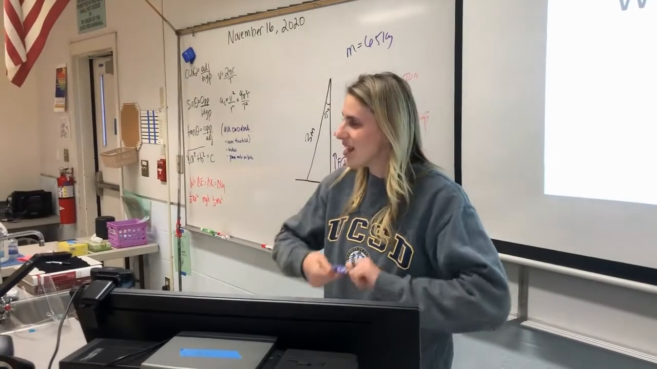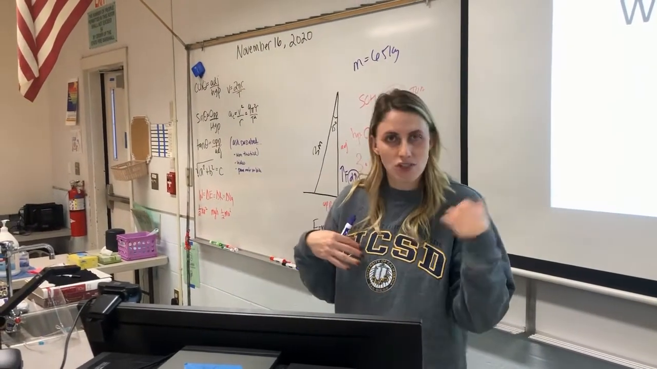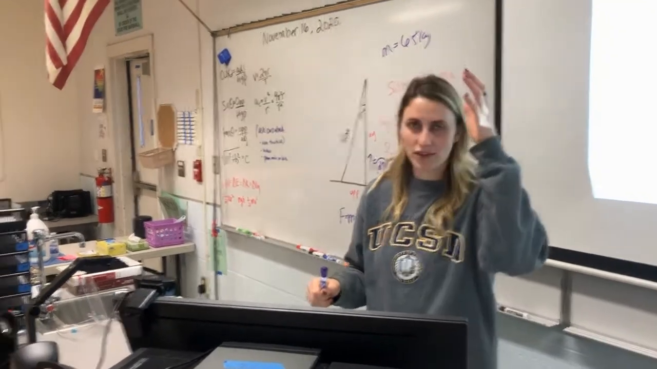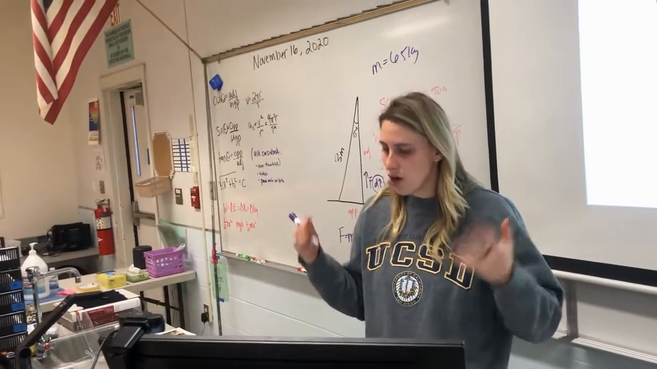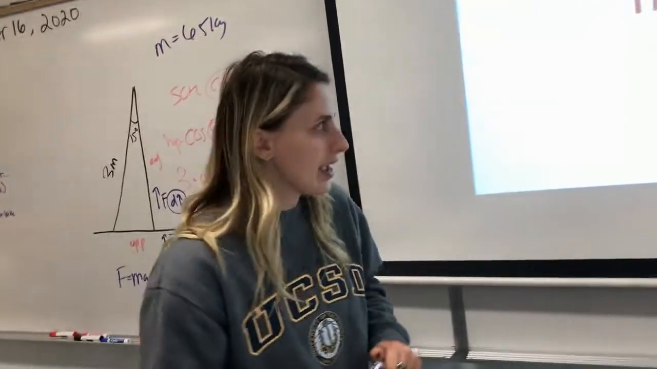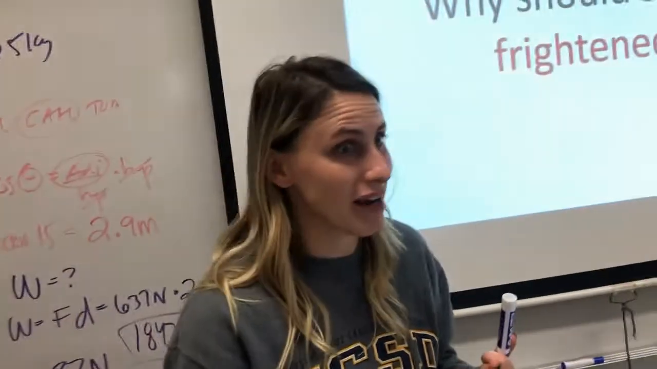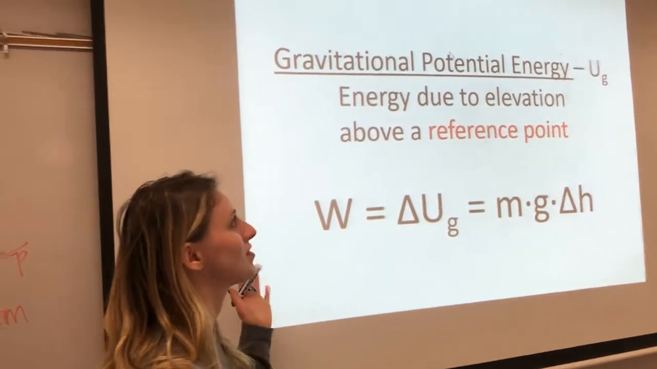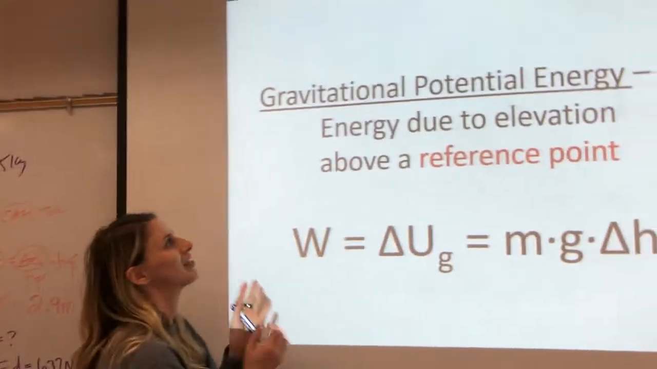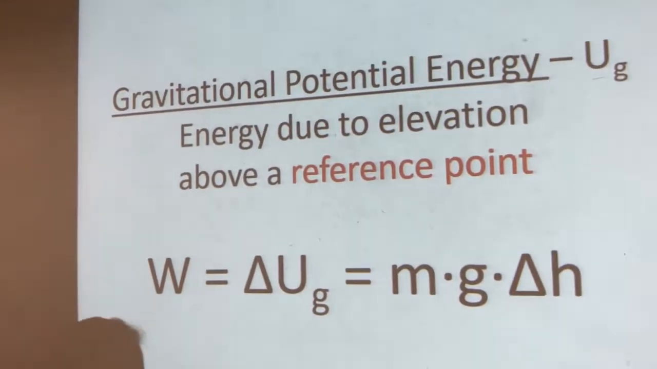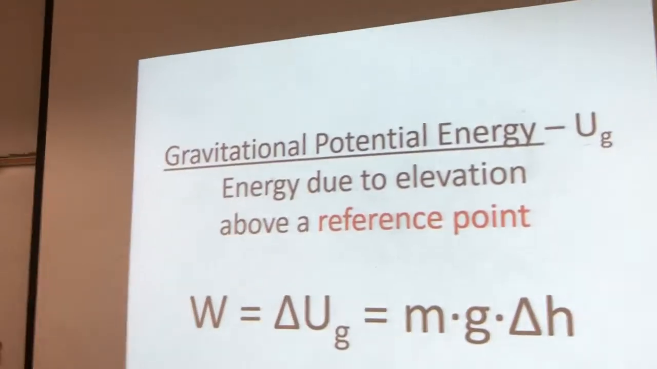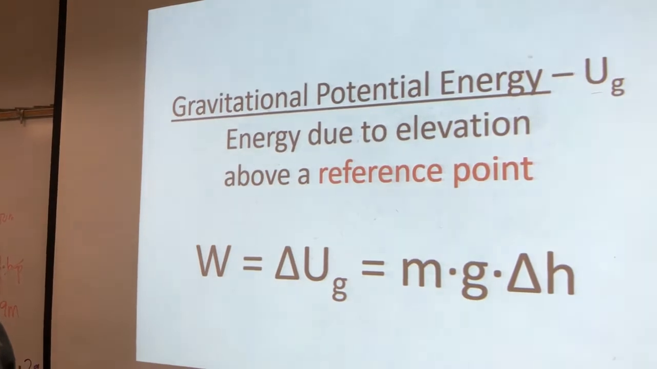I've done all this work, and now that work is stored in me, just like in the video, right? The monster guy that got hit in the nose, he climbed up to the very top. And I have all this work stored in me, and I have the potential to fall and hurt myself. Potential for injury. And so that brings us to our next vocabulary word: gravitational potential energy, UG. This is the energy due to the elevation above a reference point.